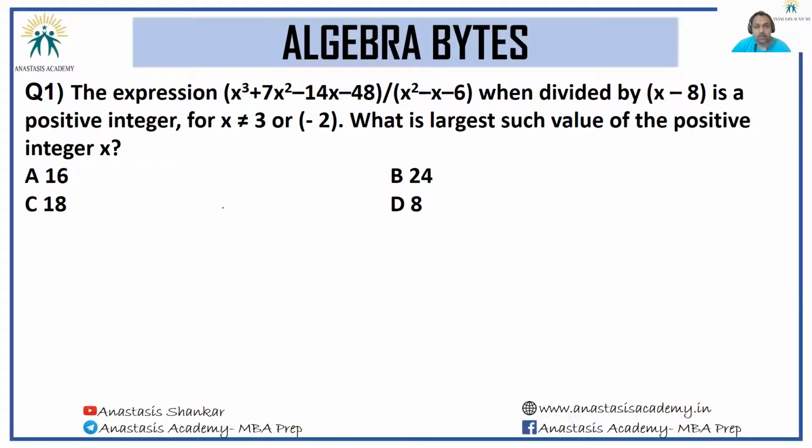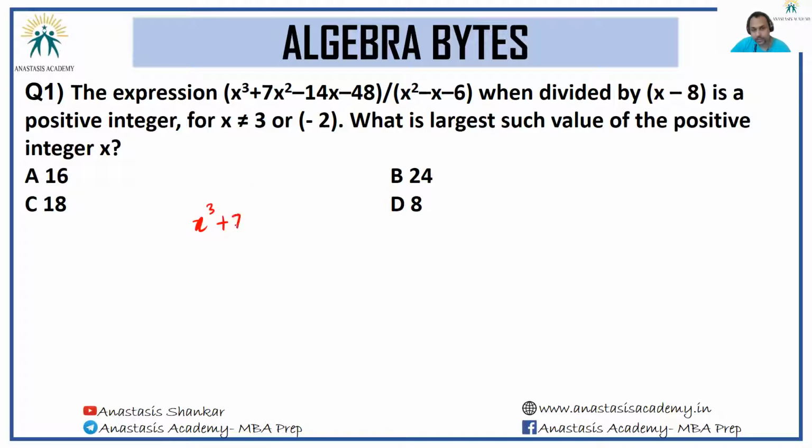Let's look at the solution of algebra by now. The expression (x cubed plus 7x squared minus 14x minus 48) divided by (x squared minus x minus 6), when divided by x minus 8, is a positive integer for x not equal to 3 or minus 2. What is the largest such value of positive integer x? Okay. First thing you do is we write this expression now.